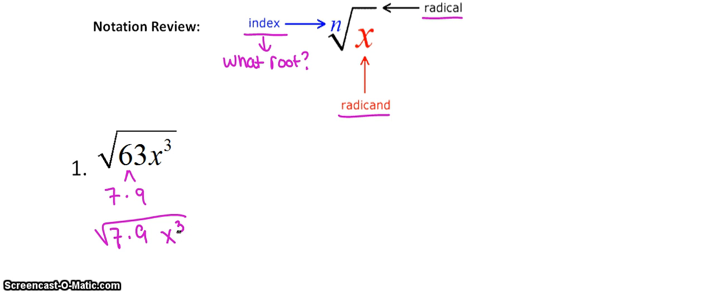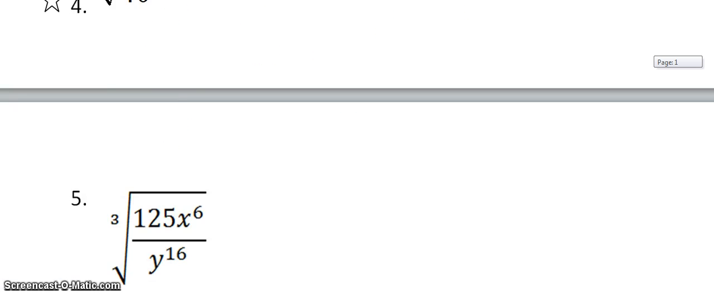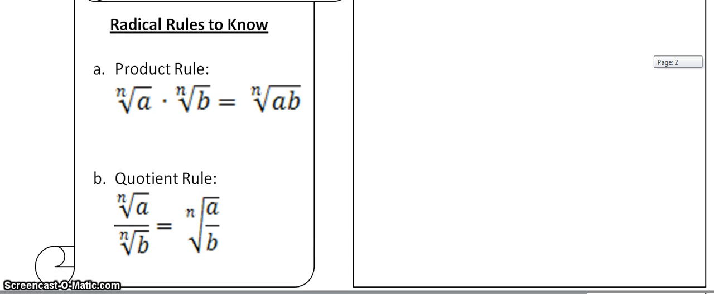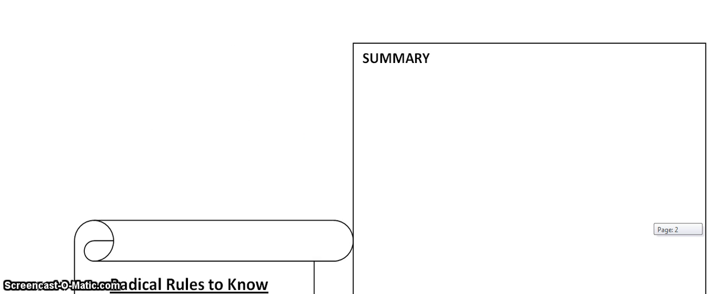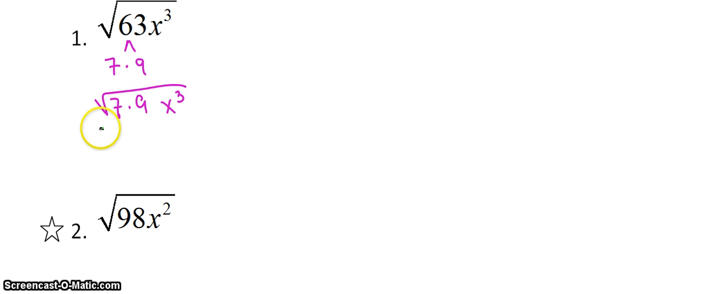When you're simplifying radicals, we can use something called the product rule and eventually the quotient rule. So the product rule says that if you have 2 radicals with the same index, you can rewrite them under one radical as a product under the radical. Now this is helpful because we can do the same thing backwards. So instead of writing it as one big radical as a product, we can split them into 2 smaller radicals with the same index. So I can really split this into the square root of 7 and the square root of 9.